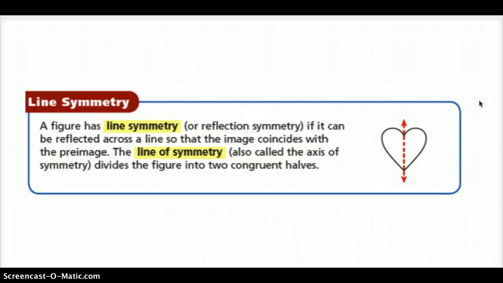The first type of symmetry that we are going to talk about is line symmetry. They also call this reflection symmetry, but let's just call this line symmetry. A figure has line symmetry if it can be reflected across a line so that the image coincides with the pre-image. If you look at this heart, for example, we have this line of symmetry drawn there in red, that red dotted line. If you can imagine, if we reflected this figure across that line of symmetry, our image would coincide with our pre-image. So this figure is said to have line symmetry.